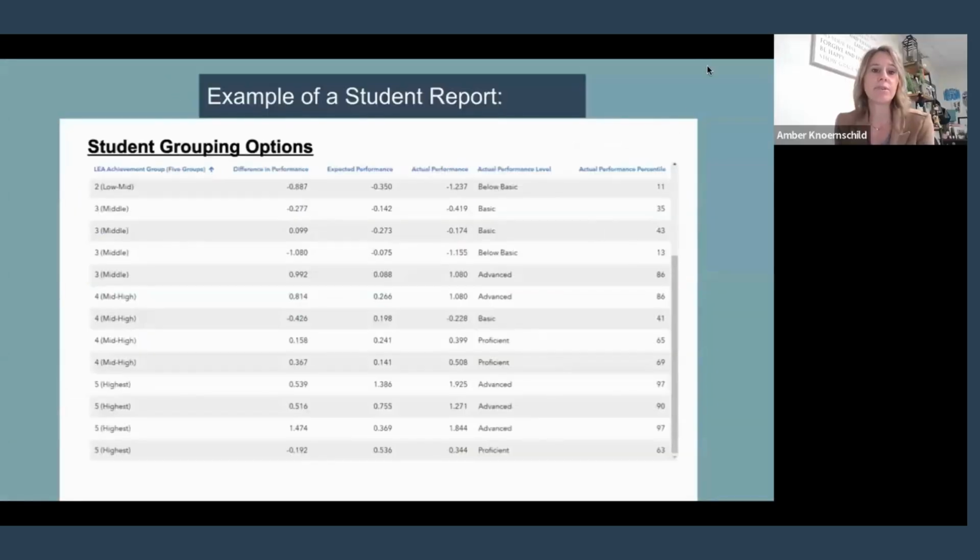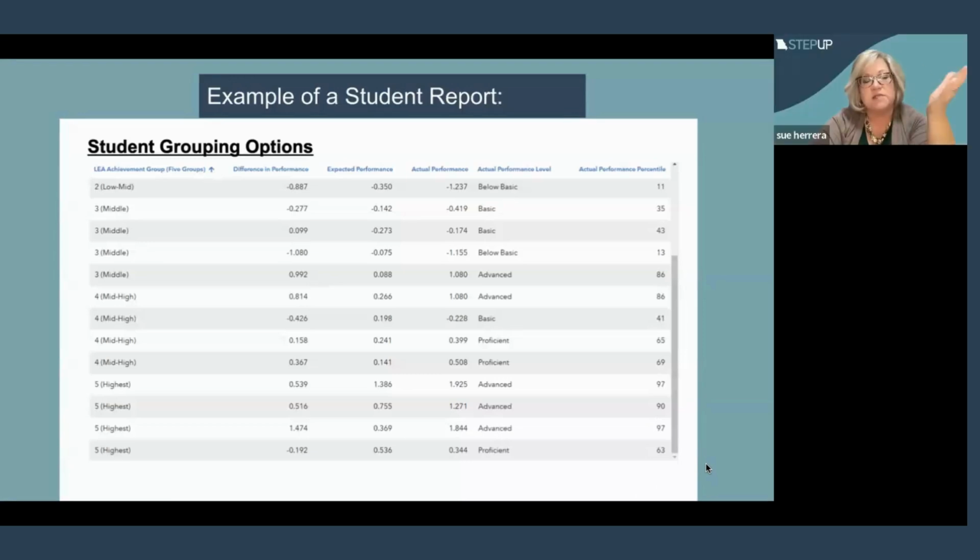So this is an example of a student report that I pulled from the MO-DVT. And I took off my students' names, but you can see how it groups them. You've got your low, medium, middle high, and your highest students. And then it shows that difference in performance. So are they growing? Because even some of your high kids, their growth went down, but yet they scored at the proficient level. So it really gives you a snapshot of each student within your district and can really help with grouping them.